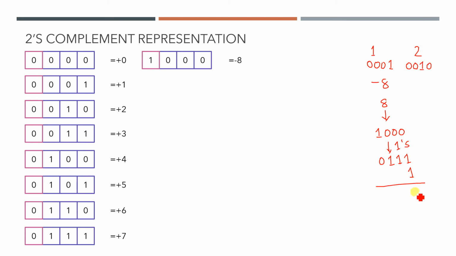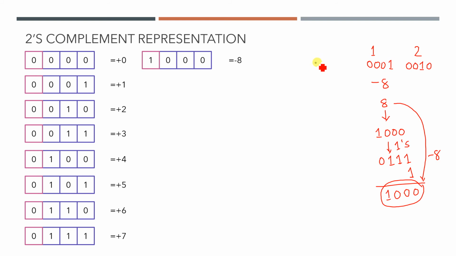So 1 plus 1 is 1 0, that is, I keep 0 here and carry forward 1. So 1 plus 1 becomes again 1 0, so 0 here, and carry forward 1. 1 plus 1 is again 1 0, so I keep 0 here and carry forward 1 here. So 1 plus 0 is 1. So you can see I can represent 1 0 0 0, which is nothing but negative 8. Here you can see 1000 represents negative 8.